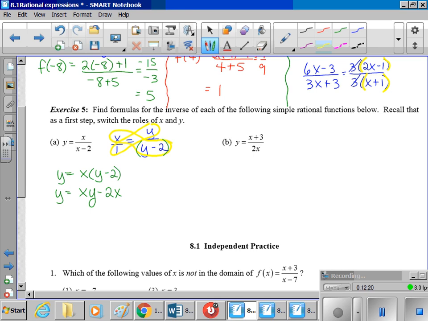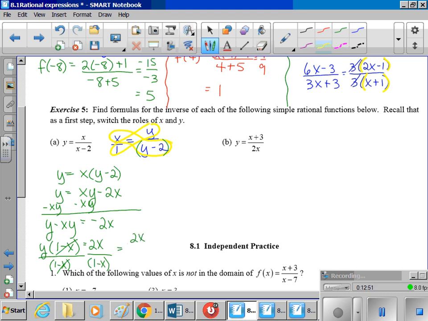The next step is to isolate the y's. So let's bring the y's over. So minus xy, and I get y minus xy is equal to negative 2x. Factor out the y, and then divide by what's with it. These cancel. So my final answer is 2x over 1 minus x.